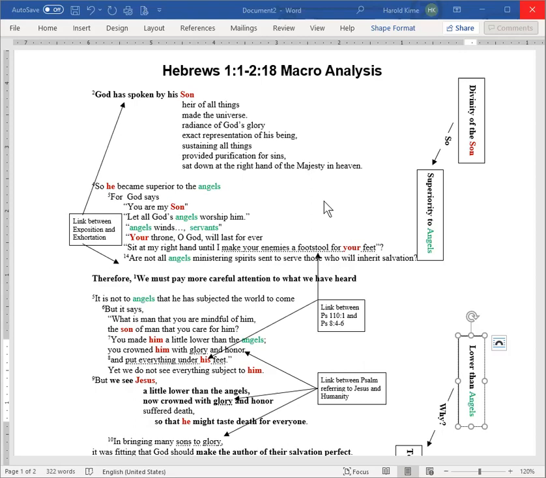I hope this is helpful in helping you to see exactly how to create a mechanical layout for a macro unit.